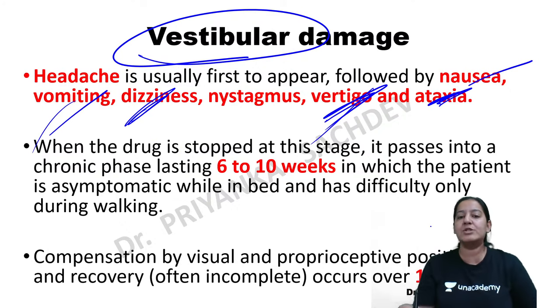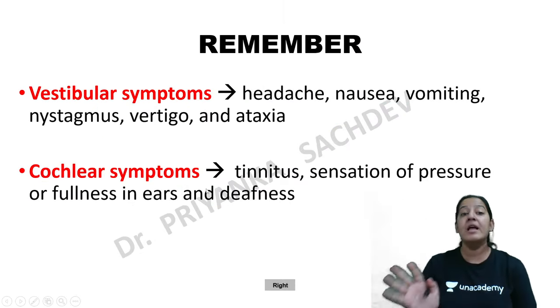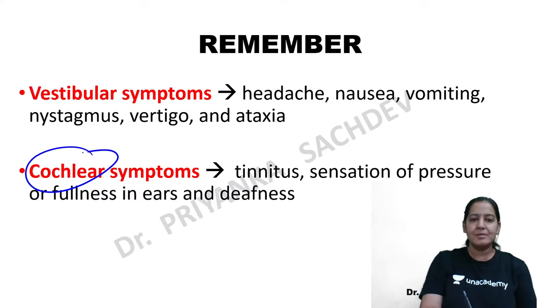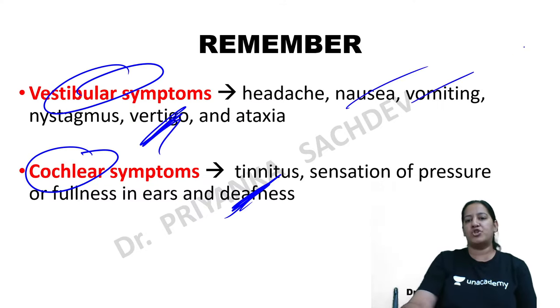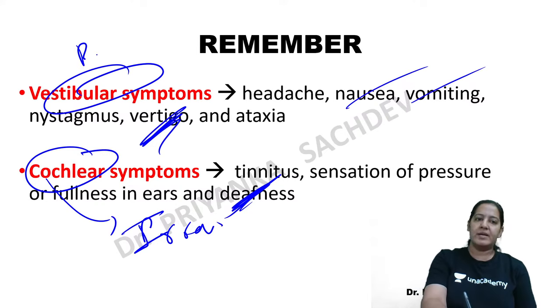Give me a thumbs up. But this one will go away. Once you stop the drug, within the next few weeks it will reverse, thankfully. So cochlear symptoms is deafness, and vestibular symptoms are vertigo, nausea and vomiting. Give me a thumbs up. The cochlear one is irreversible, that is permanent, and the vestibular one is reversible.